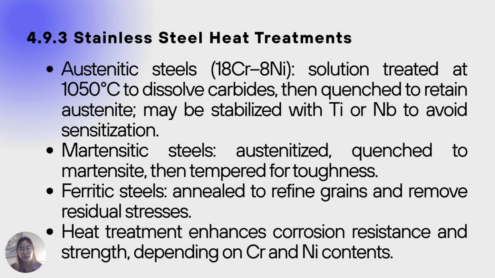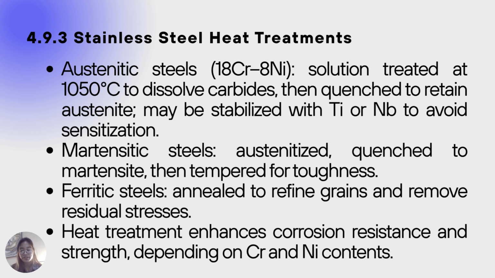They're heated to around 1,050 Celsius for solution treatment. This dissolves any carbides they may form during service or processing. After heating, they're quenched rapidly to retain the austenitic structure. Sometimes elements like titanium or niobium are added for stabilization. This prevents sensitization, which is when chromium carbides form at grain boundaries and reduce corrosion resistance.